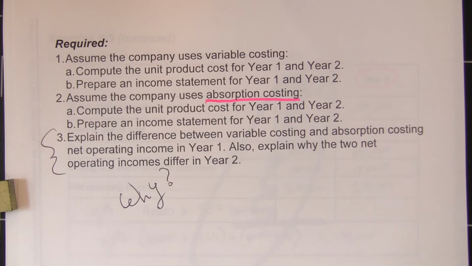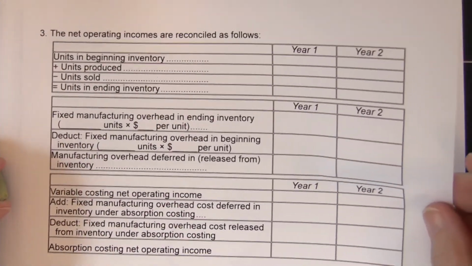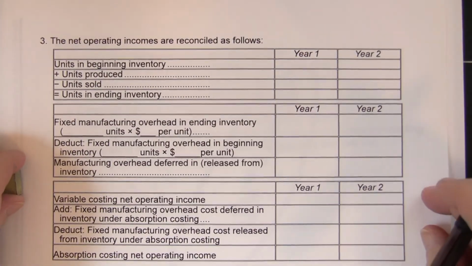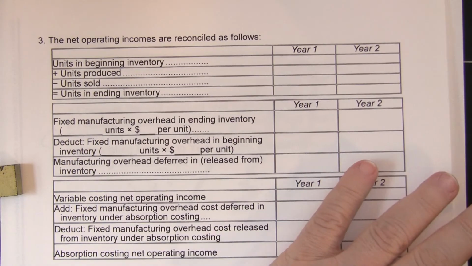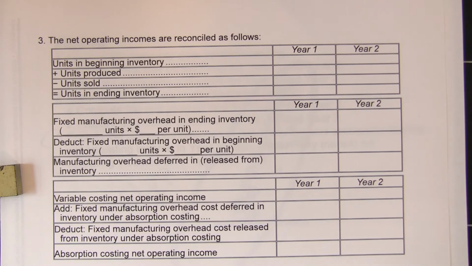And the difference in the operating incomes is simply caused by the fact that you made more than you sold one year, and the other year you sold more than you made. So you had different costs from year to year. So let's do this, and we'll do the entire statement. And I think by the time we're done, you should be pretty okay with this.